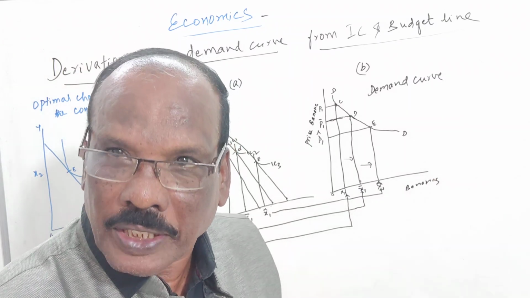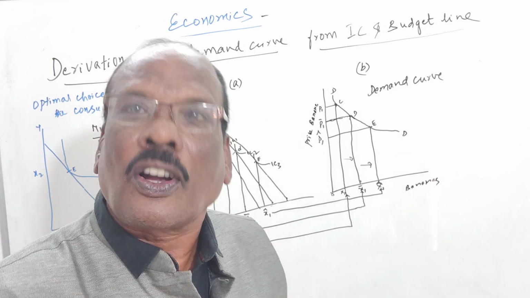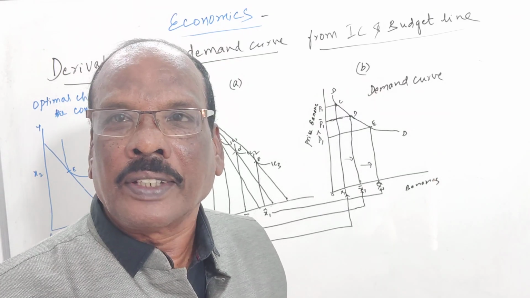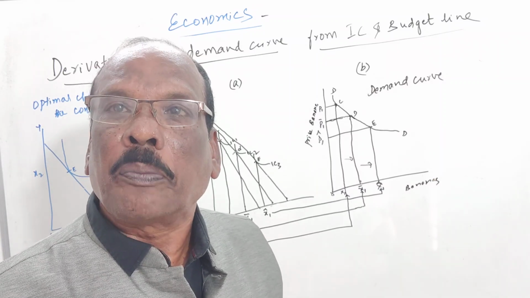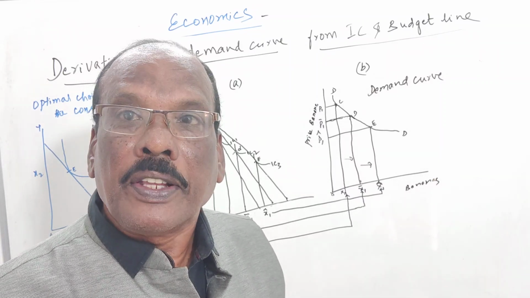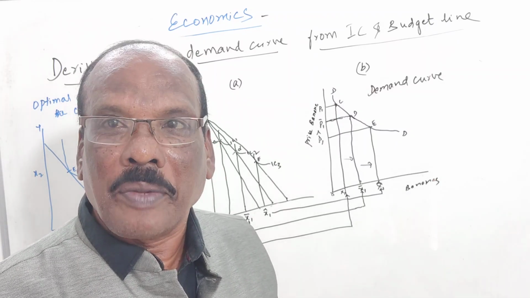Budget line should be a straight line, whereas indifference curve is convex to the origin, right? So this is very, very important from the point of view of examination. Please be careful, and this may be asked in the examination.